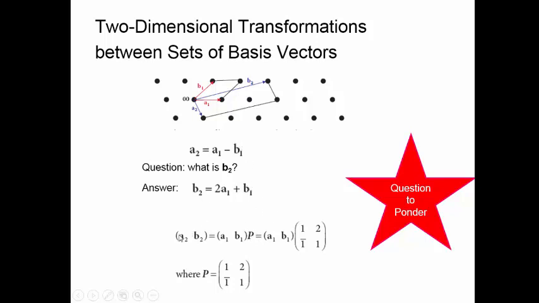So if we look at what's A2, A2 is 1 times A1 and minus 1 times B1, and you can see you take the coefficients of the A equation and you lay them out in a column. The same with the B, you take the coefficients of the B, the 2, 1, and you lay that out on the second column. So that's how you get your transformation matrix P.